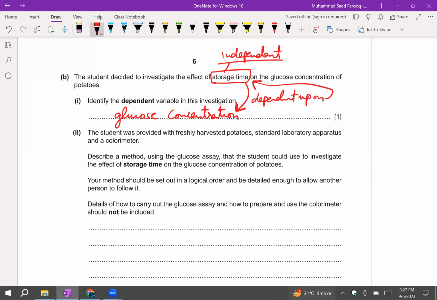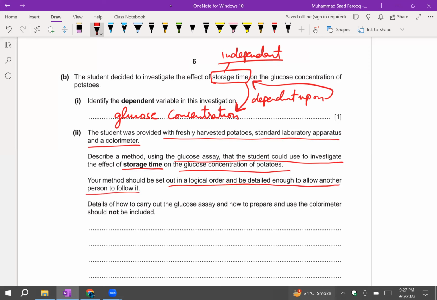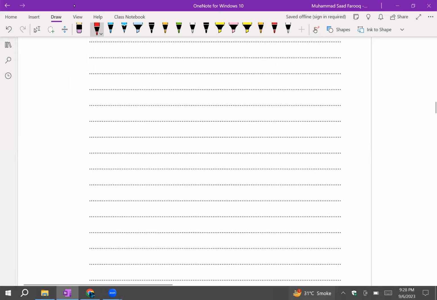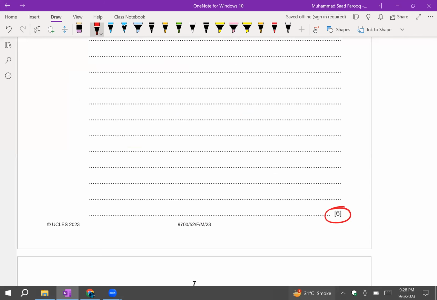Next it says: the student was provided with freshly harvested potatoes, standard lab apparatus and a calorimeter. Describe a method using a glucose assay that the student could use to investigate the effect of storage time on glucose concentration of potatoes. Your method should be set out in a logical order and be detailed enough to allow another person to follow it. The assay details given above should not be included. We have to attempt this question for 6 marks.